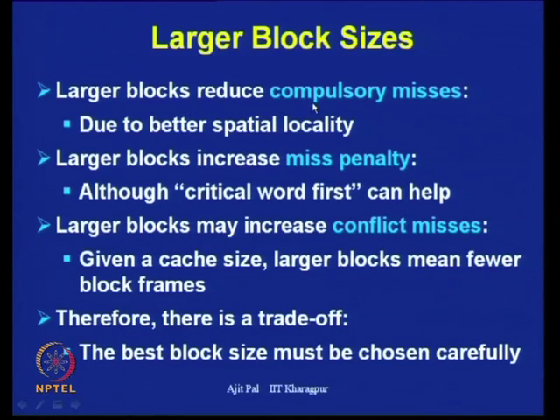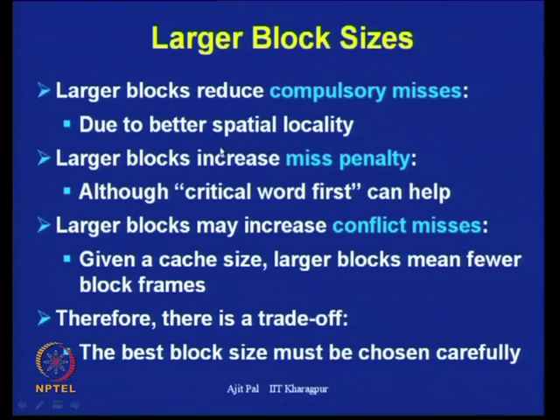So, larger block size reduces compulsory misses. Compulsory misses will be reduced as you increase the block size, because of spatial locality. We know this is governed by the locality of references. As you increase the block size, the adjacent words are taken from the main memory to the cache memory, and as a consequence, whenever the next consecutive address is referred, it will be available in the cache memory. So, that is the reason why increasing the block size reduces compulsory misses, because of better spatial locality.